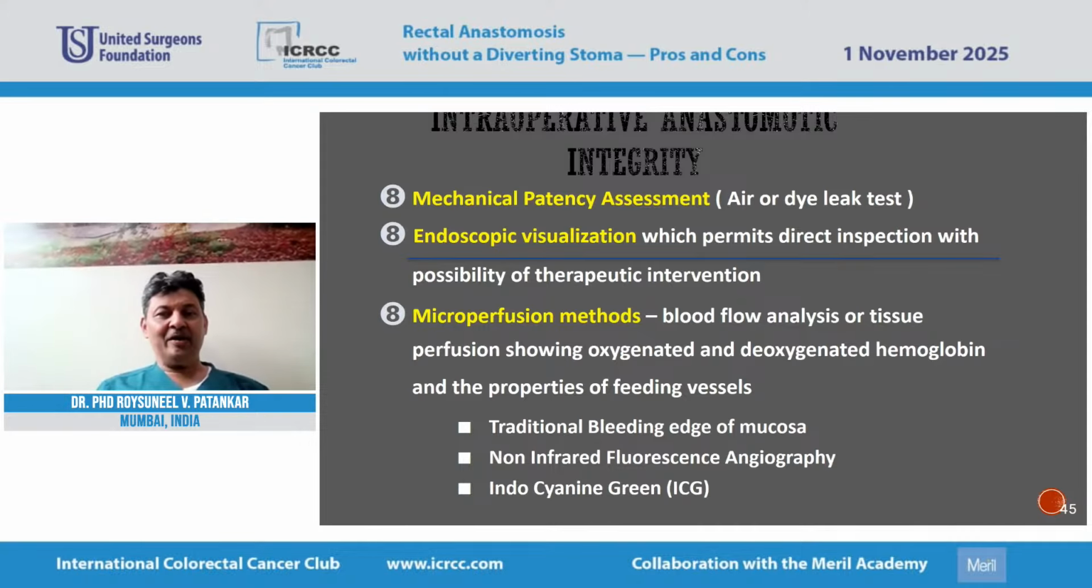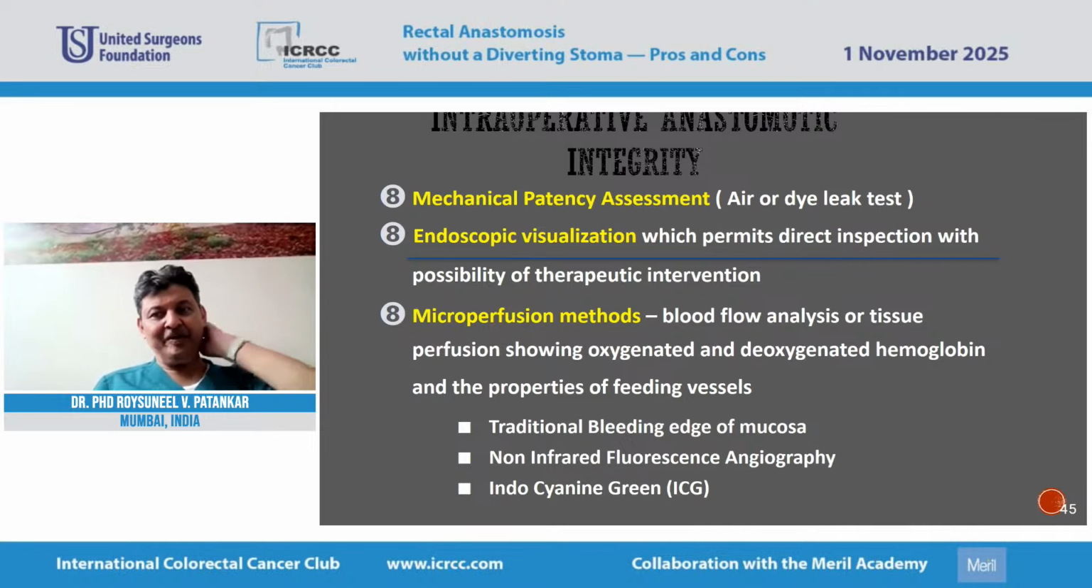So you can either do an air or a dye leak. We always do a colonoscopy or an air leak test like I showed you. Sometimes we went through a period when we started doing endoscopy routinely to look for bleeds from the anastomotic site. And the most important thing to me is to look at the blood flow of both sides of the bowel. This comes to our important topic of the day, which is how to assess the vascularity.